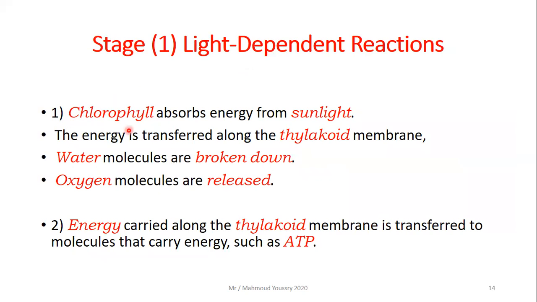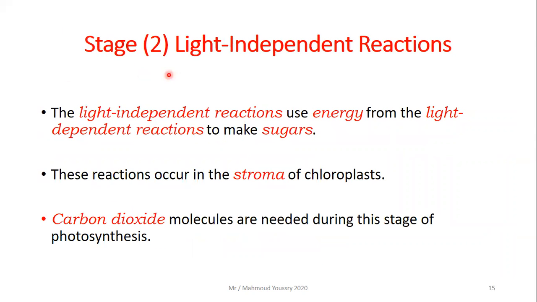Step number one, chlorophyll absorbs energy from sunlight. This is in the thylakoid. The energy is transferred along the thylakoid membrane. Then, water molecules are broken down, and oxygen molecules are released. What happens next? Step number two, energy carried along the thylakoid membrane is transferred to a molecule that carries energy such as ATP.